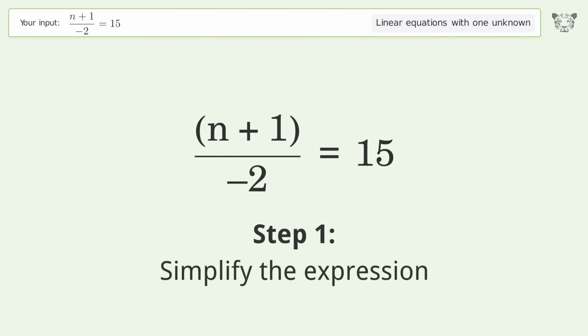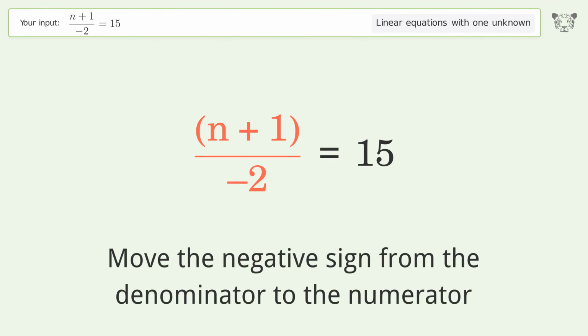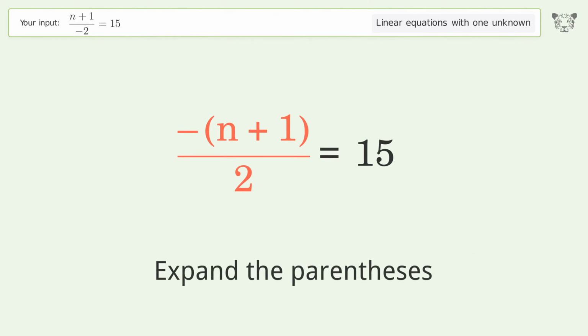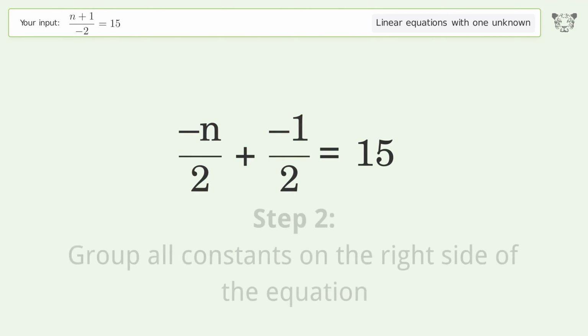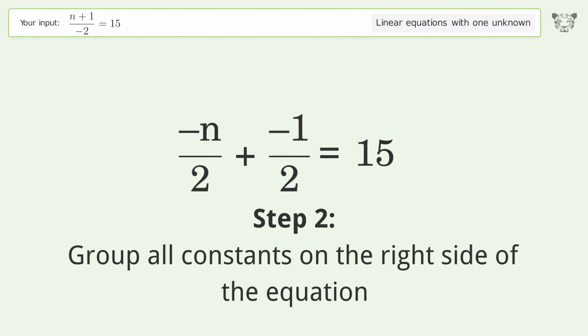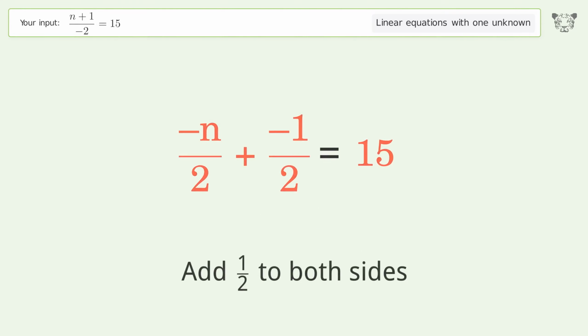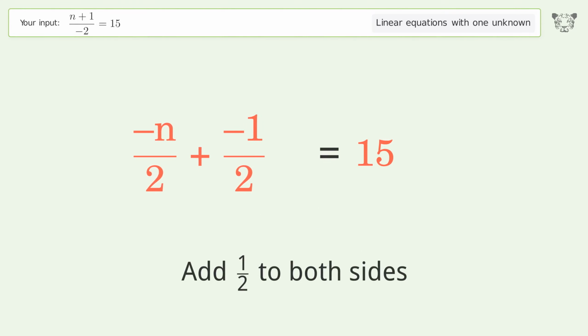Simplify the expression. Move the negative sign from the denominator to the numerator. Expand the parentheses. Break up the fraction. Group all constants on the right side of the equation. Add 1/2 to both sides.